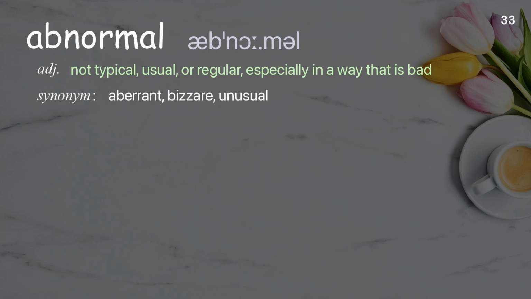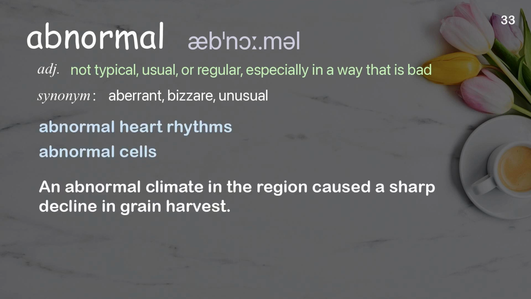Abnormal. Not typical, usual, or regular, especially in a way that is bad. Examples: Abnormal heart rhythms. Abnormal cells. An abnormal climate in the region caused a sharp decline in grain harvest.